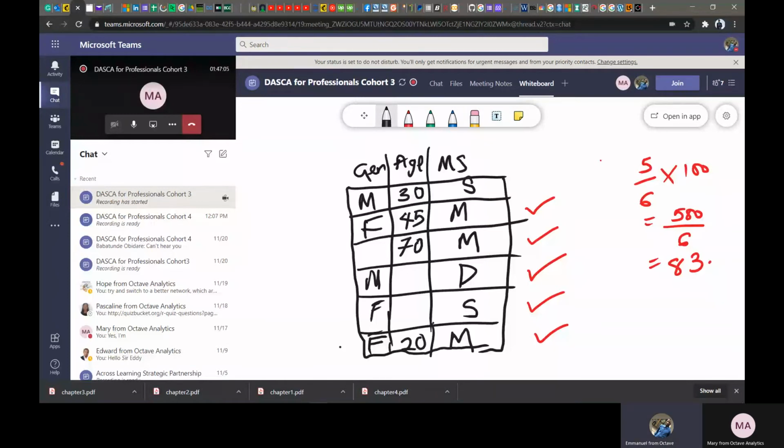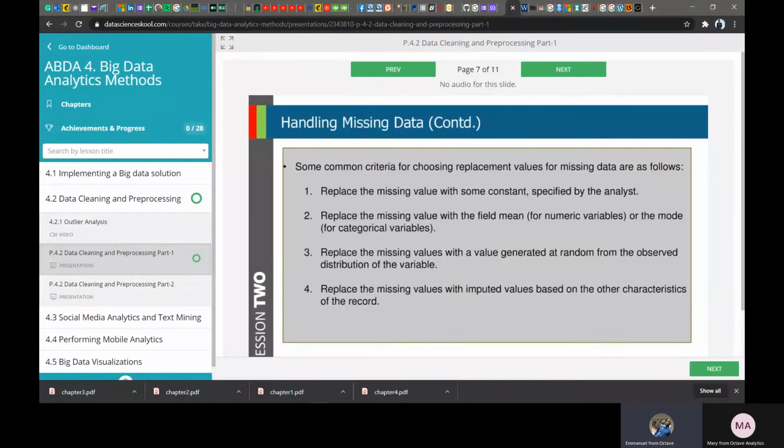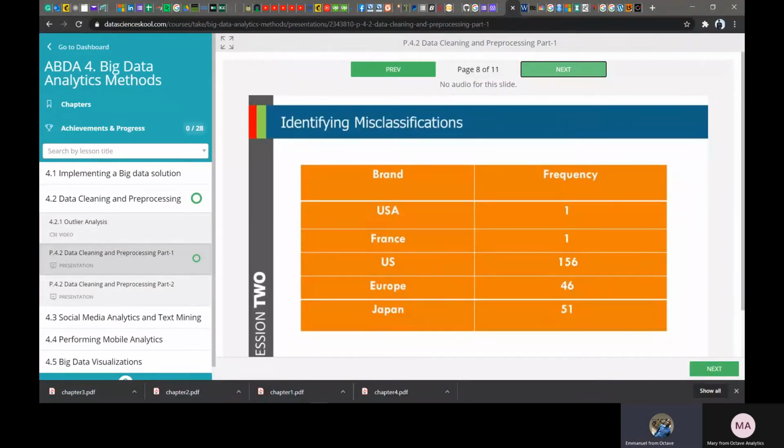So let's move forward. Now, identifying misclassifications. Here I have two columns called brand and their purpose. So I have USA here. I have France, request to be one. I have USA to be 156, Europe 46, Japan 51.